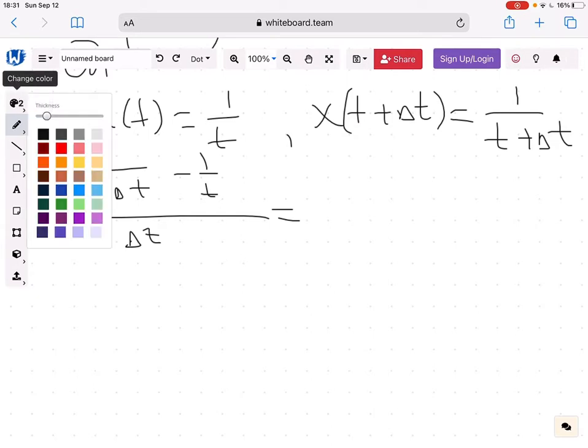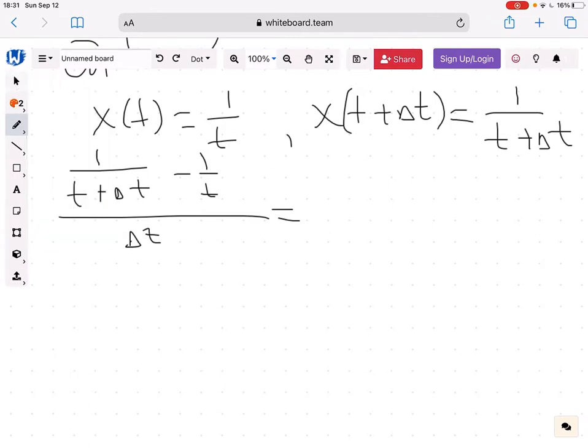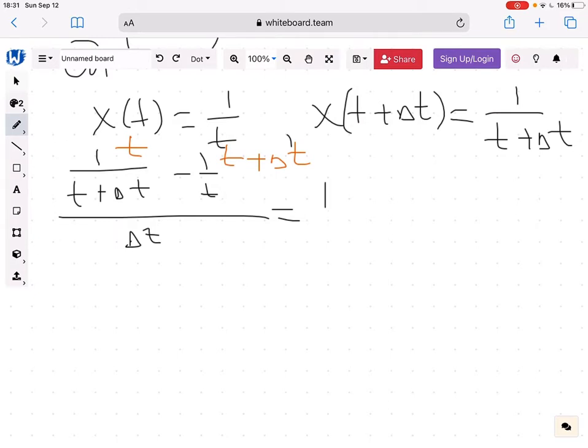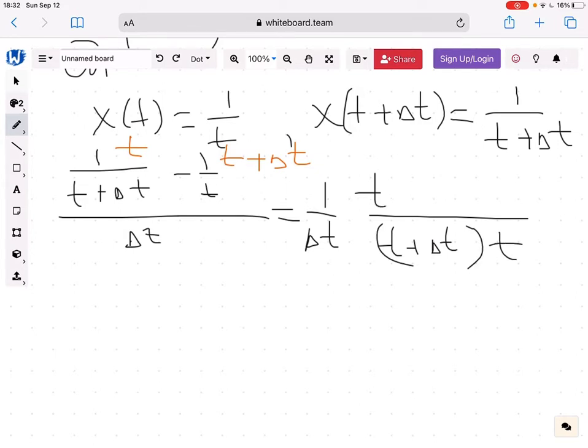So the common denominator in the first one is going to be t, in the second one is t plus delta t. So what we're getting now is, well, let me take 1 over delta t out. And what we have left is t plus delta t times t. That's our common denominator. The numerator becomes t minus t plus delta t.